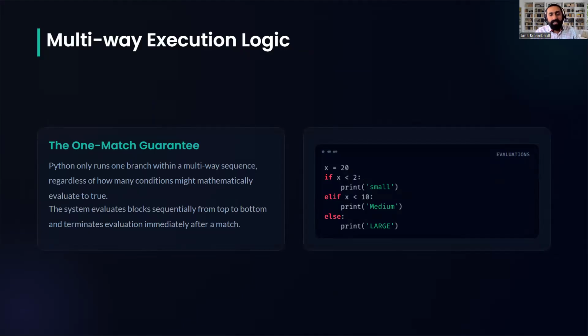Let's look at a multi-way example. If x is 20, Python checks the first condition, x less than 2. This is false, so it moves to x less than 10. That is also false, so it drops into the default else clause and prints large. Remember, even if multiple elif statements could theoretically evaluate to true, Python only executes the first one that matches and completely ignores the rest of the chain. Keep this order of evaluation in mind when designing your conditional logic.